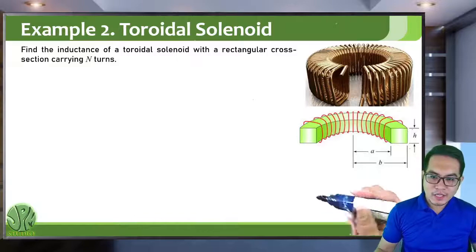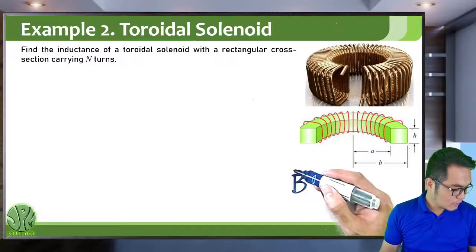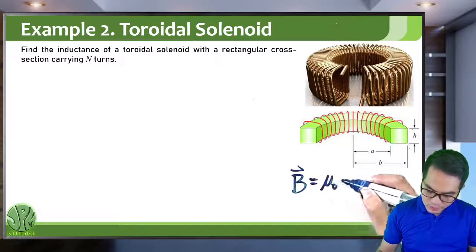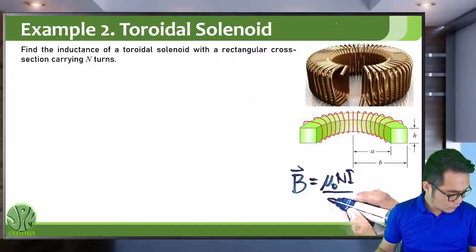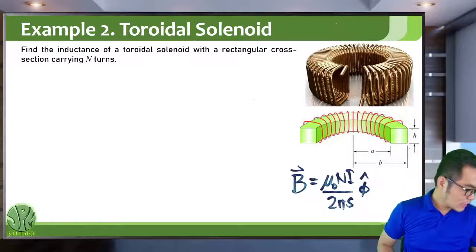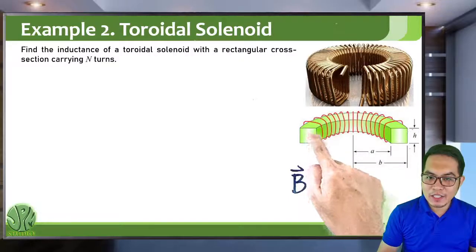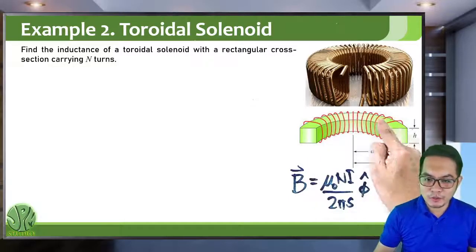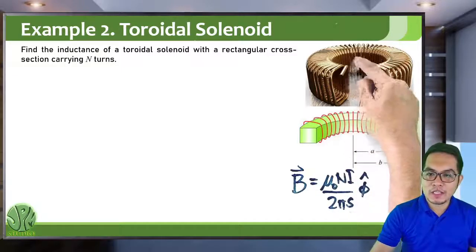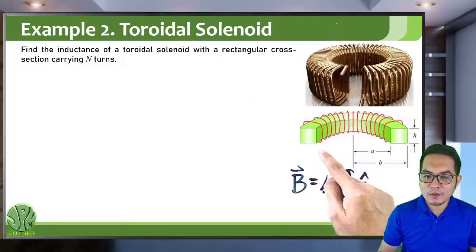In your basic electromagnetism, you have obtained the magnetic field of a toroidal solenoid. It's just equal to mu naught N i over 2 pi s, in the phi hat direction. This is the magnetic field inside the toroid. Actually, the magnetic field is 0 in the space here and outside of the toroid, but inside the toroid, you get this magnetic field.